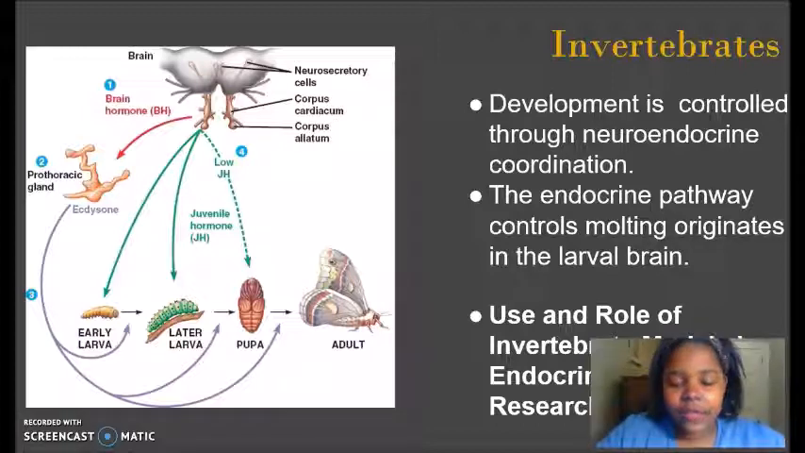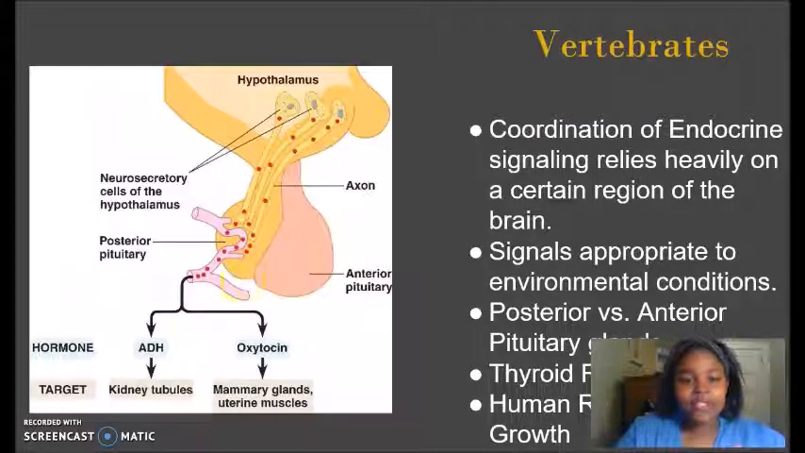So what I learned when researching and studying the endocrine system is that a lot of times they use invertebrates to study the endocrine system and relate it to the vertebrates. And that takes me to my next point, which is the vertebrate's endocrine system.